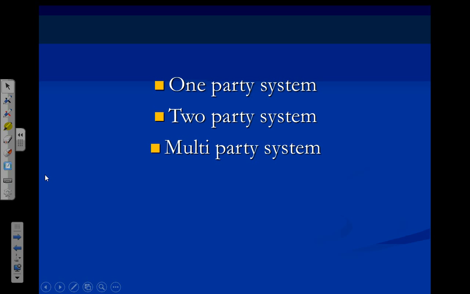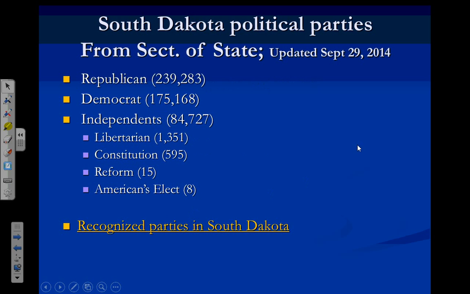The United States does not have to be a two-party system. It's just kind of how we've evolved over the years. So that is what we are. Though we could, I guess, change to a multi-party system, it doesn't appear that that's going to be the case in the near future. So let's look at South Dakota, for example.